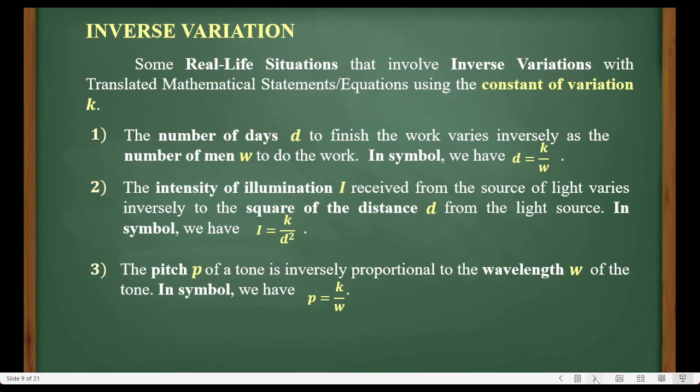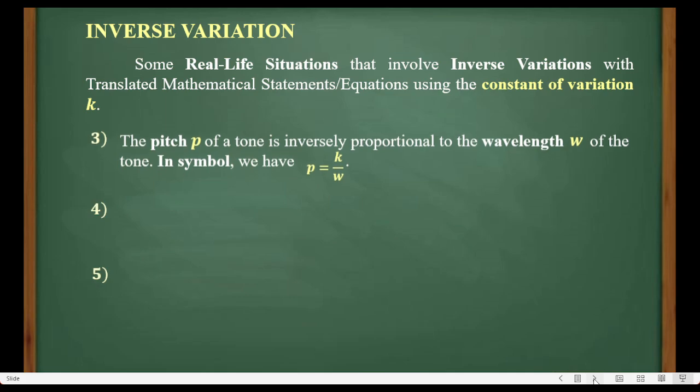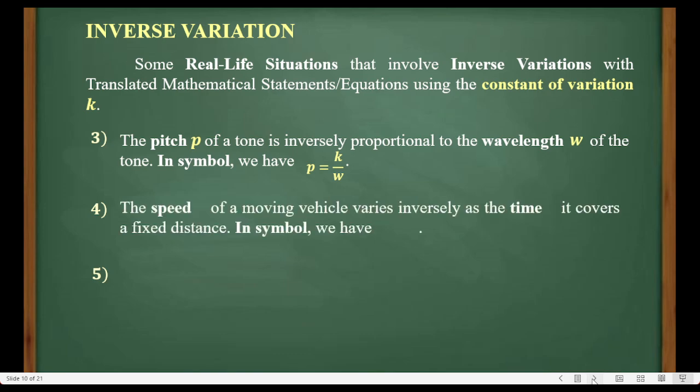Okay? Next. Actually, we have two more examples under inverse variation. Let us proceed. The speed of a moving vehicle varies inversely as the time it takes to cover a fixed distance. So the speed can be denoted by small letter s, while the time can be represented by small letter t. If we translate this into mathematical symbol, we have s is equal to k over t.